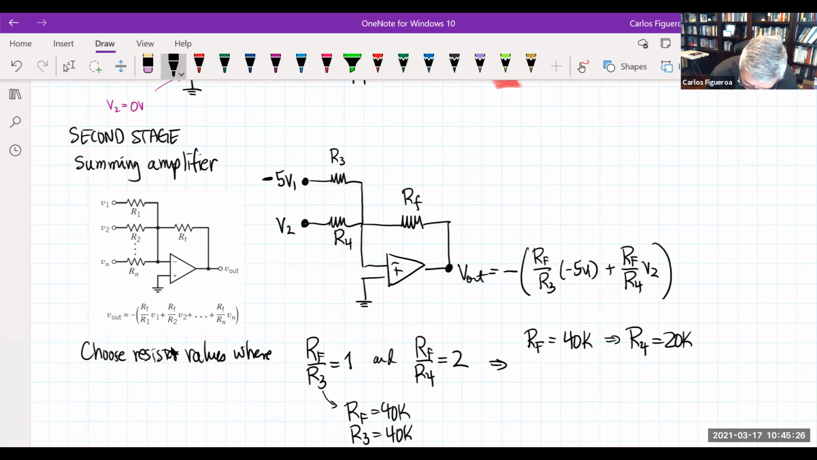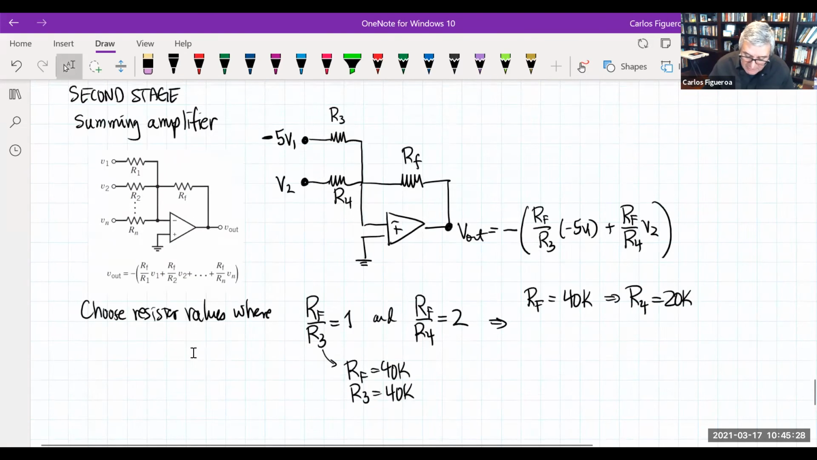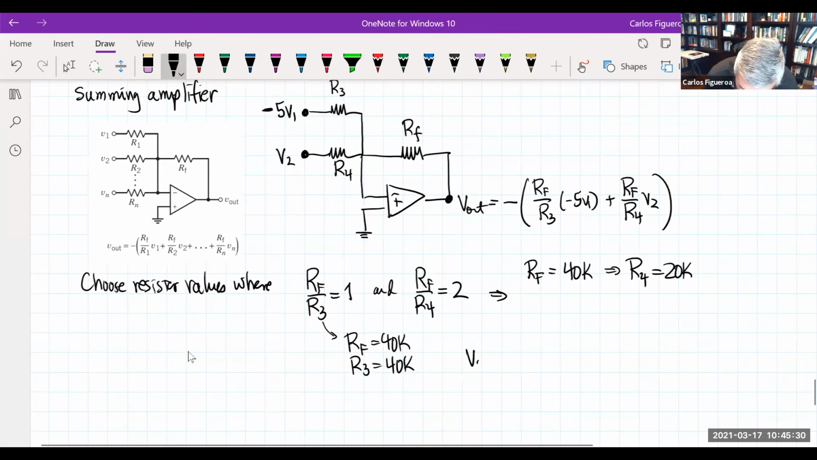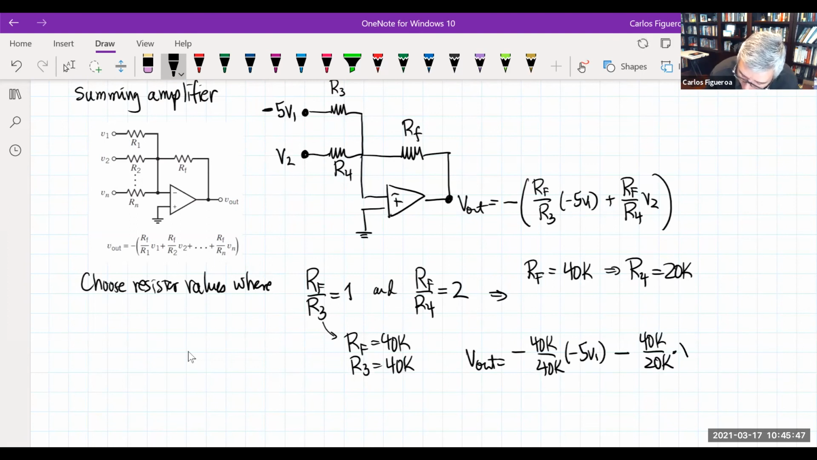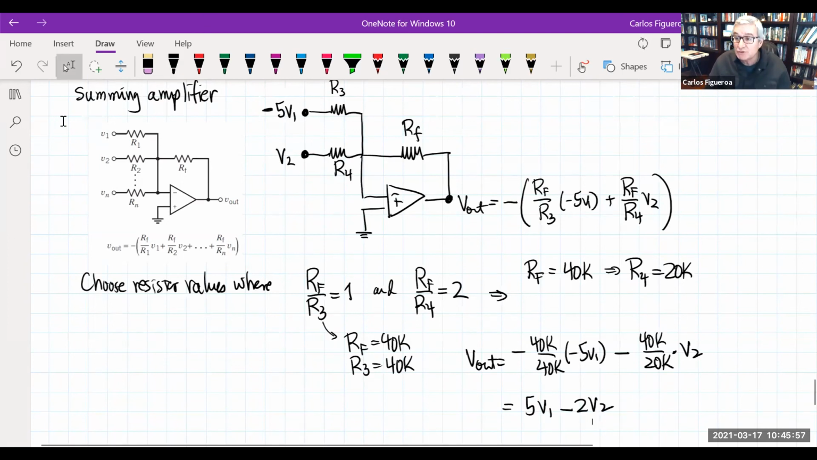So then when I look at the output voltage, you could see here that the output voltage is then going to be 40K over 40K times minus 5V1, minus 40K over 20K times V2. So then the output is going to be plus plus, which will give me 5V1 minus 2V2. So if I draw the whole circuit out, what do I actually see?